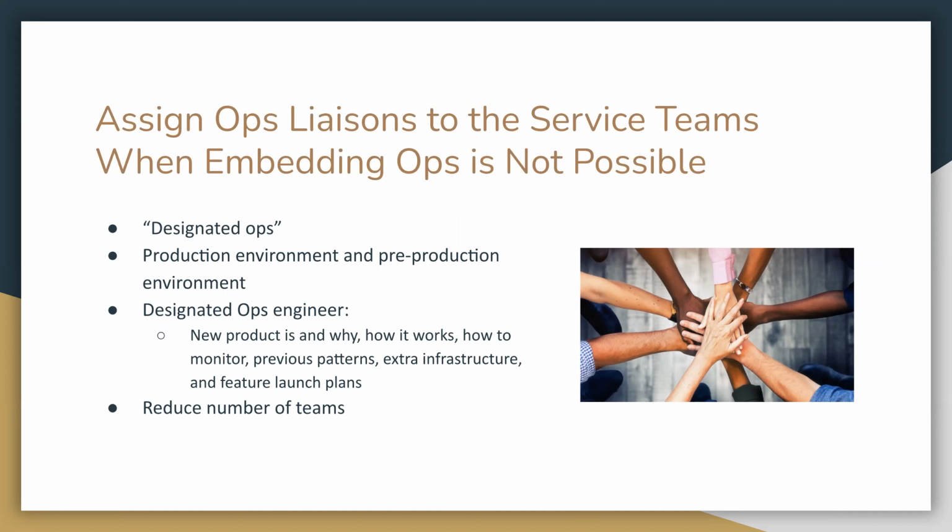The designated ops engineer is responsible for understanding what the new product is and why we're building it, how it works, how to monitor and collect metrics to ensure progress or failure, any departures from previous patterns, any extra needs for infrastructure, and feature launch press. If teams can't reach their goals, then we would have to reduce the number of teams.